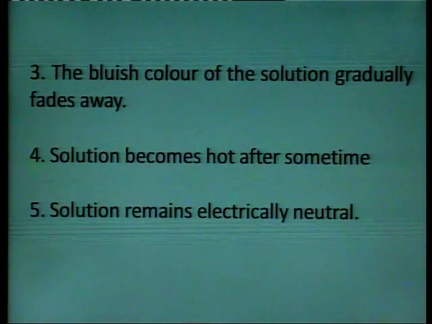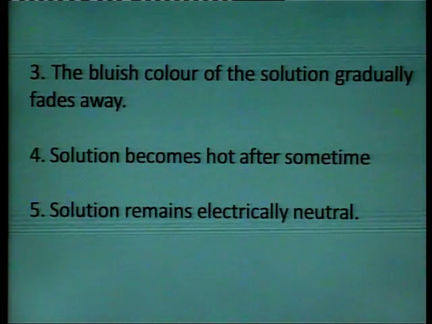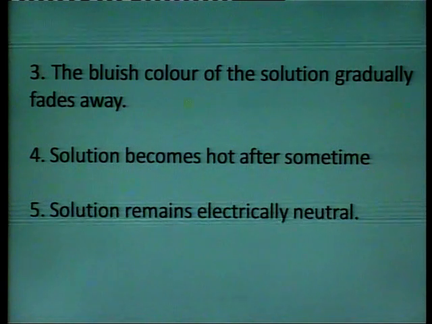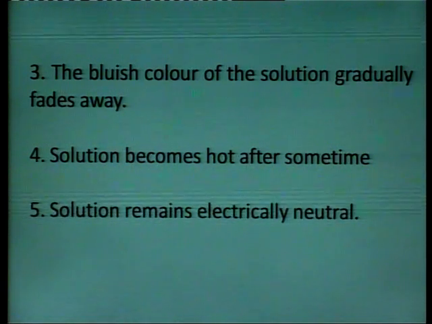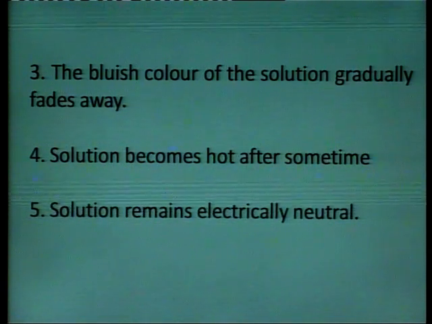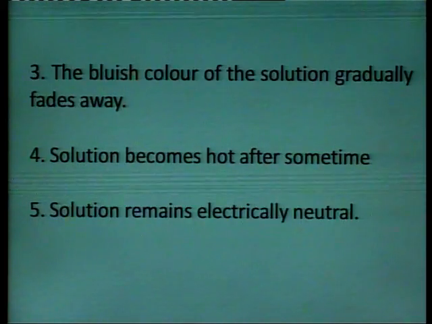solution remains electrically neutral. So, these 5 observations are observed when you dip a zinc rod in a solution of copper sulphate.